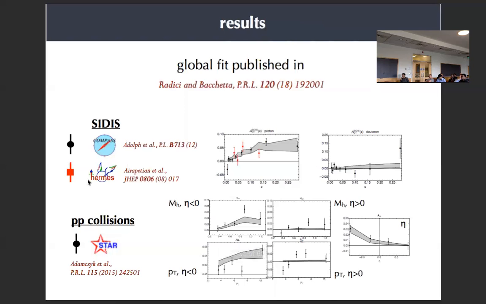First, I show you results that Alessandro and I published in this paper, and they are obtained using the experimental points that I was mentioning to you. In particular, we have the SIDIS data from COMPASS from proton and deuterium targets. And we have data from proton-proton collisions at STAR, at s equal to 100 GeV squared, for the invariant mass distribution of the final pion pair at forward and backward rapidity, for the PT distribution of the pair at backward and forward rapidity, and for the rapidity distribution itself.